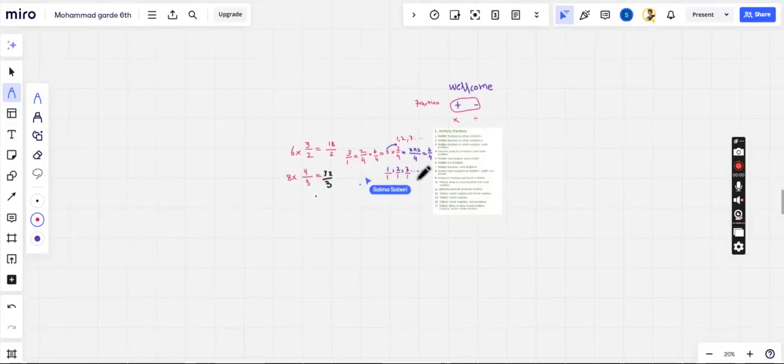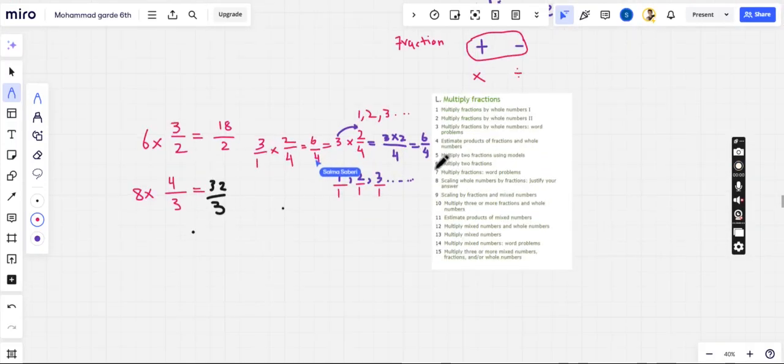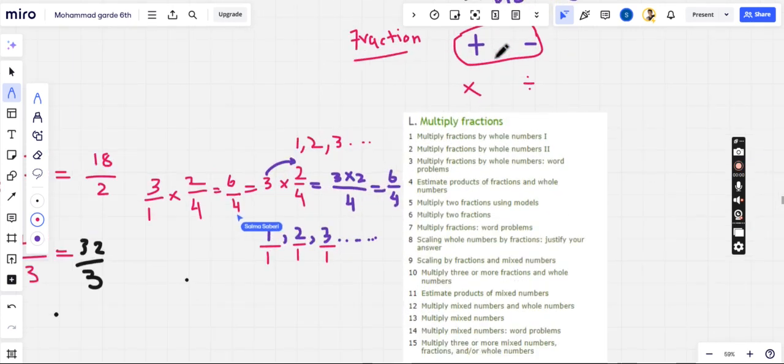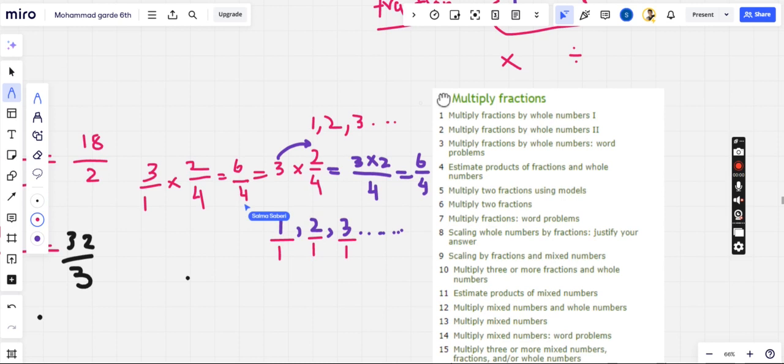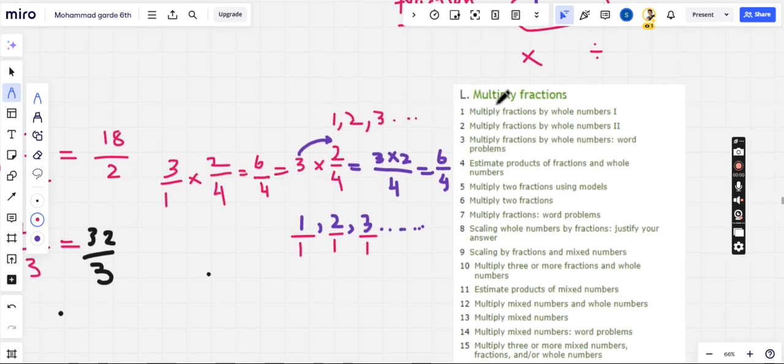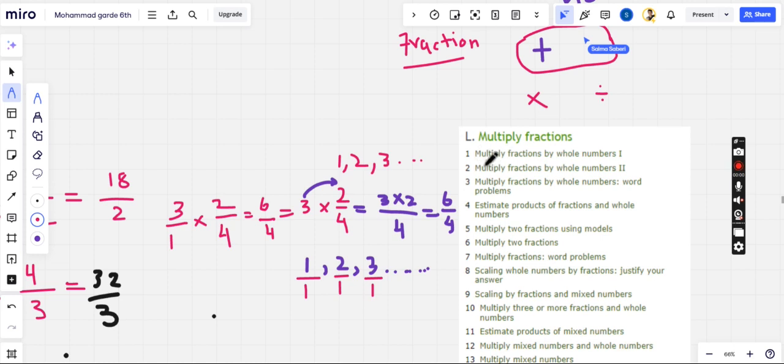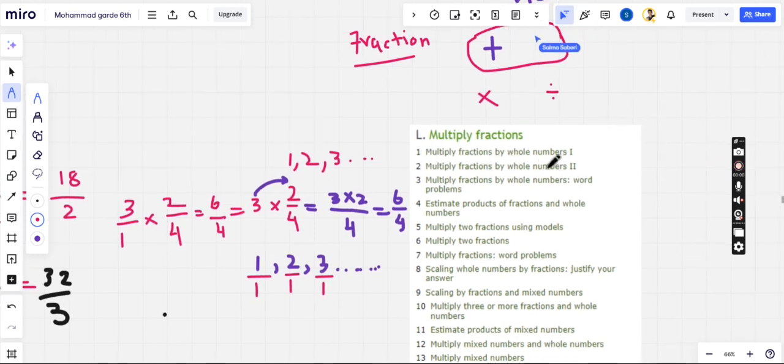Okay dear, let me give you an overview. In the previous class, we completed addition and subtraction of fractions. In this class, we are going to practice multiplying fractions. Understand? In multiplying fractions, the first topic is multiplying fractions by whole numbers.